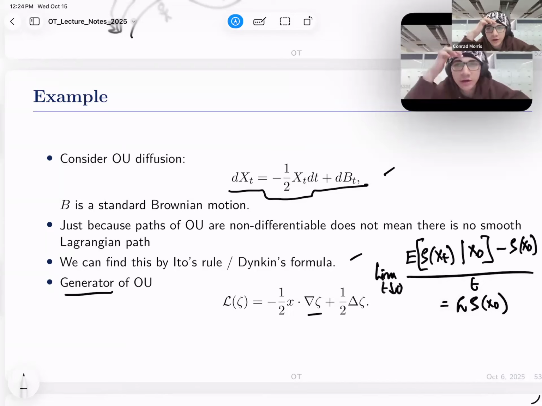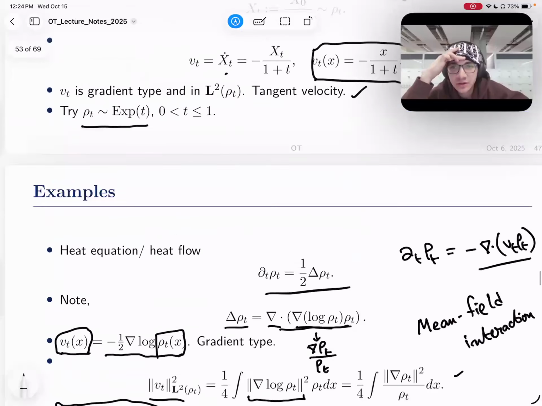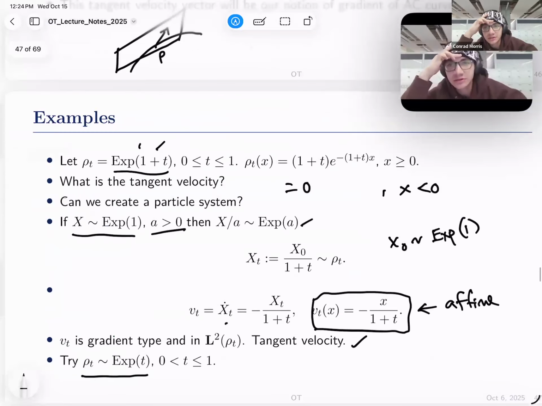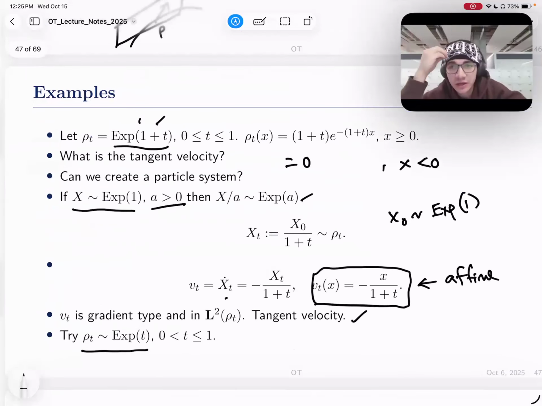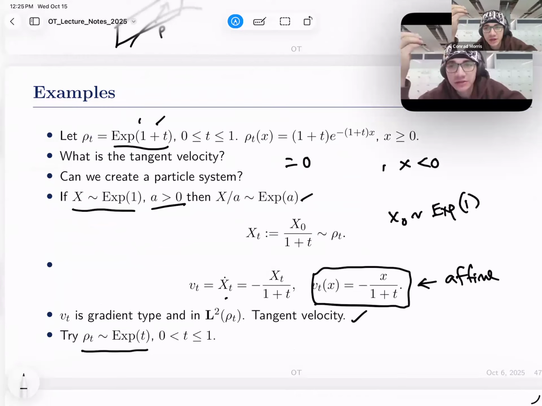Okay, thank you. And then my other question is, when we were looking at the example of the exponential density, if we were to consider this curve going from time 1 to infinity, could we say in some rigorous way that the limit as we approach infinity would be a Dirac mass at the origin?